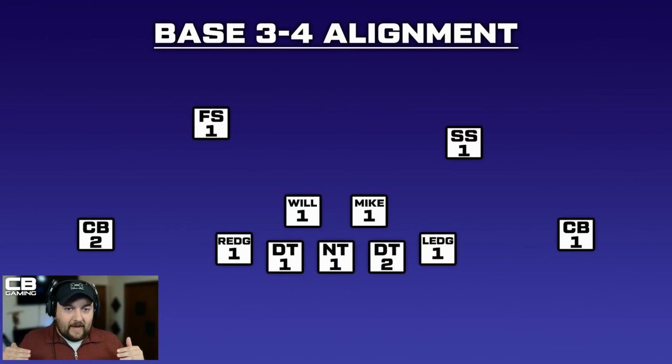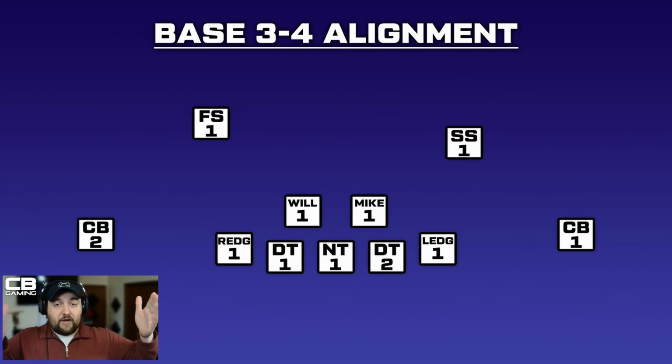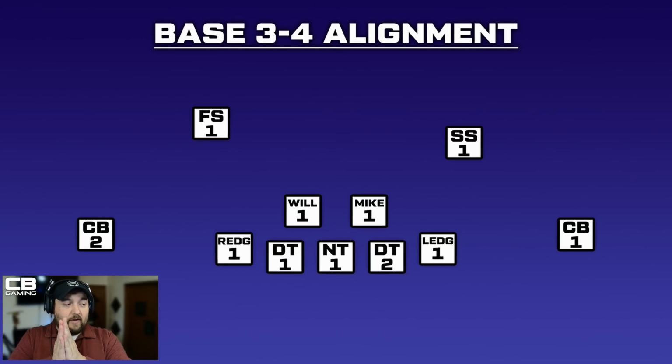But then on the line, DT1, nose tackle, DT2. So they're treating the defensive tackles almost like they would the defensive ends in a 3-4. That's sort of how I'm seeing it, right? So DT1 and DT2 are on your outside positions on the line, your nose tackle's in the middle, and then you have your edge on the outside for rushing purposes.